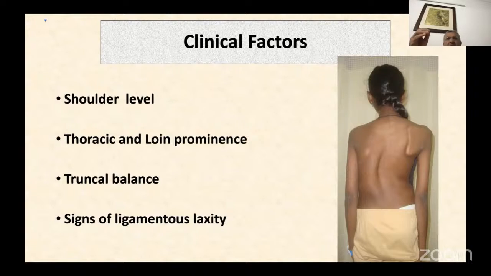You should also look for truncal balance. In a highly imbalanced trunk, you should not try to do a selective thoracic fusion. It's always safer to go down to the stable vertebra. Therefore, after surgery, you are able to balance it. If there are signs of ligamentous laxity, you have to be extremely careful because these children are more flexible. The chance of adding on becomes significantly more.